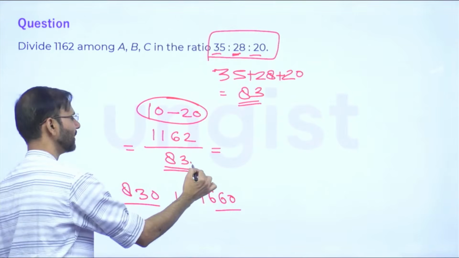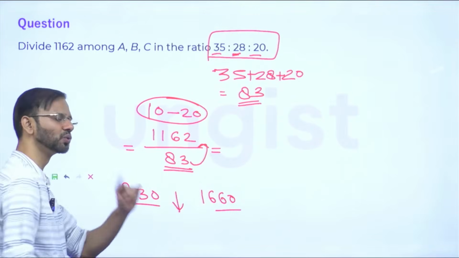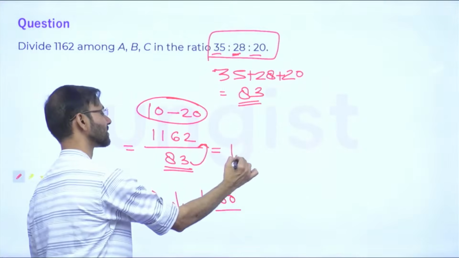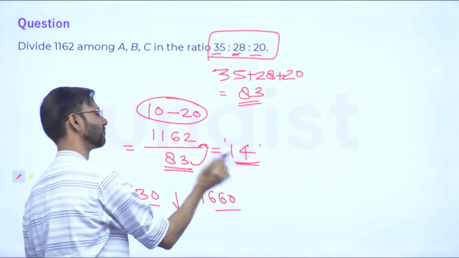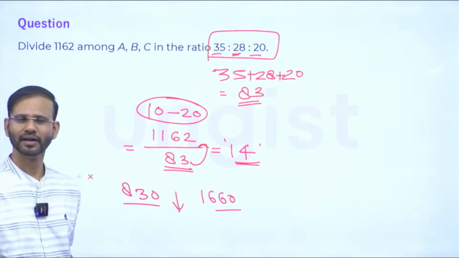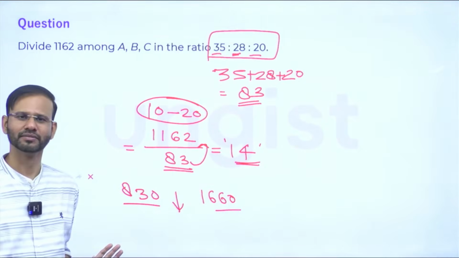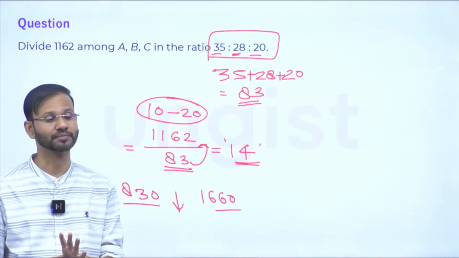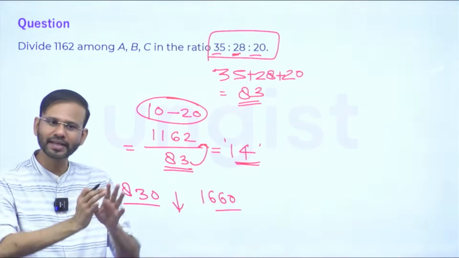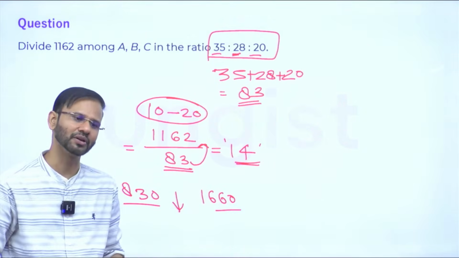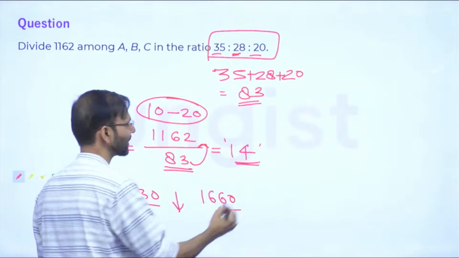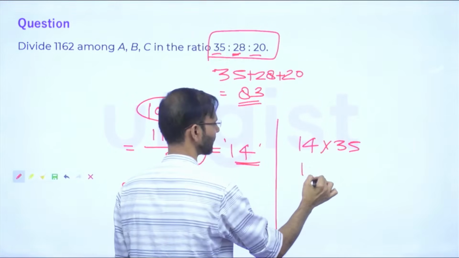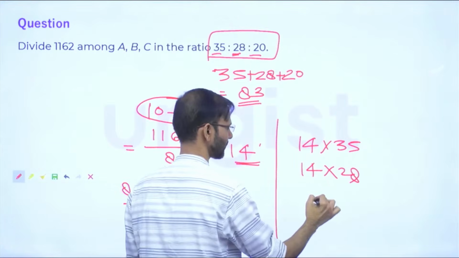So 3 into what gives you 2 in the unit? 4. 3 into 4, yes. So guys, this must be 14, 83 into 14. Getting it? I won't do the calculation in the examination. And I don't want you guys to do the calculation in the examination. Please, don't get trapped in the calculation. It is not needed at all, right? So guys, now 14 into 35, 14 into 28, 14 into 20.